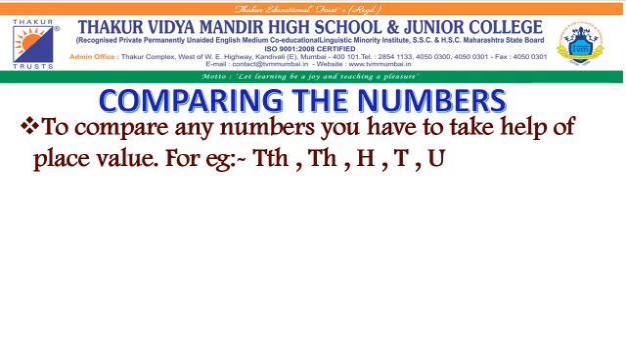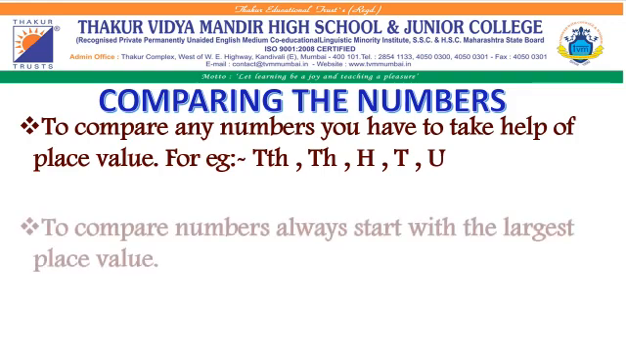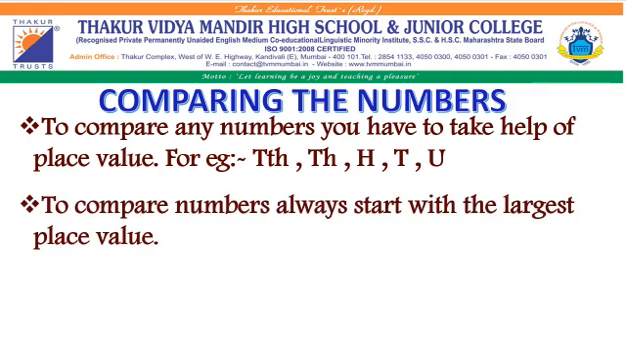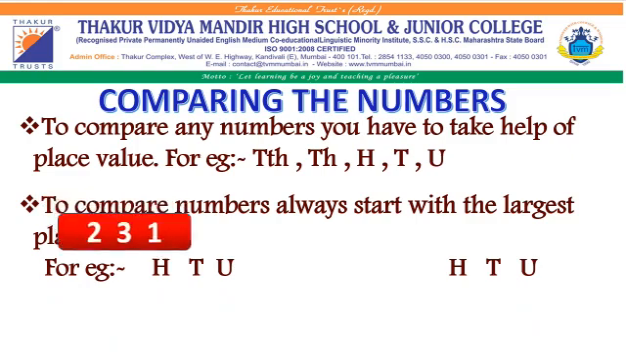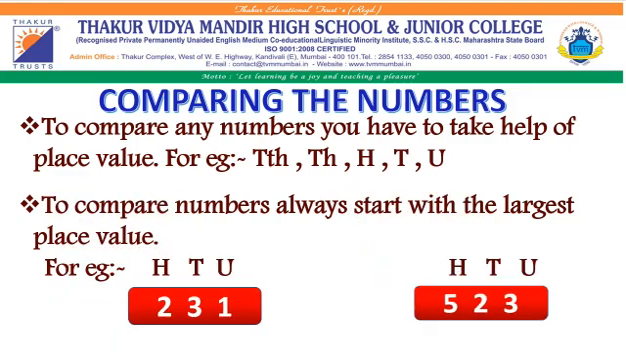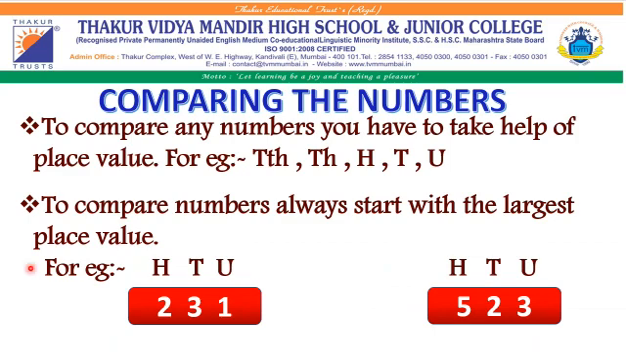Children, if we mention this place value above the number, it helps us to make the comparison in an easy way. The next rule is, to compare numbers, always start with the largest place value. Let's see an example. Here we are having two numbers, and with the help of these two numbers and the place value, we can do the comparison of the numbers.